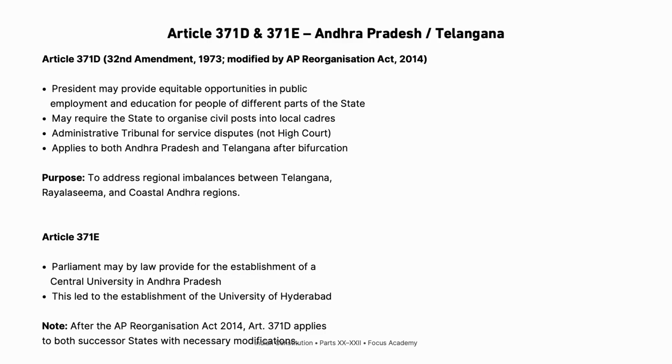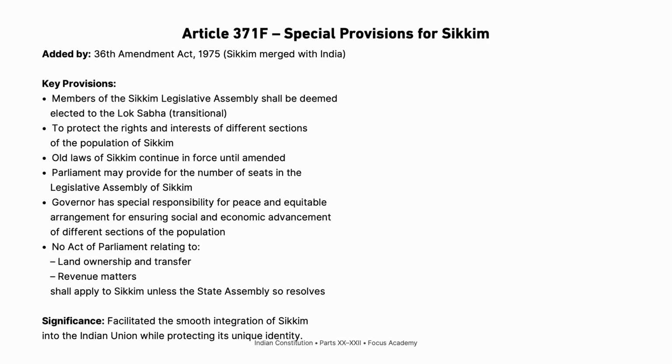Article 371D is for both Andhra Pradesh and Telangana. And then Article 371E, Central University in Andhra Pradesh. I will also not explain that. You guys can check it yourself.